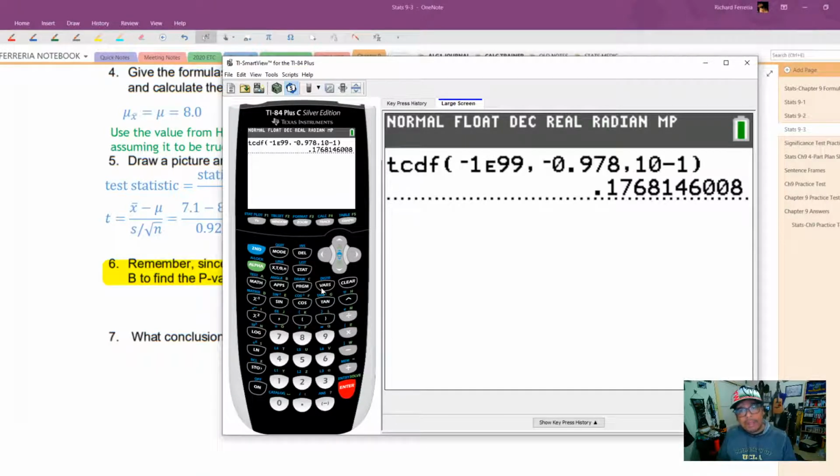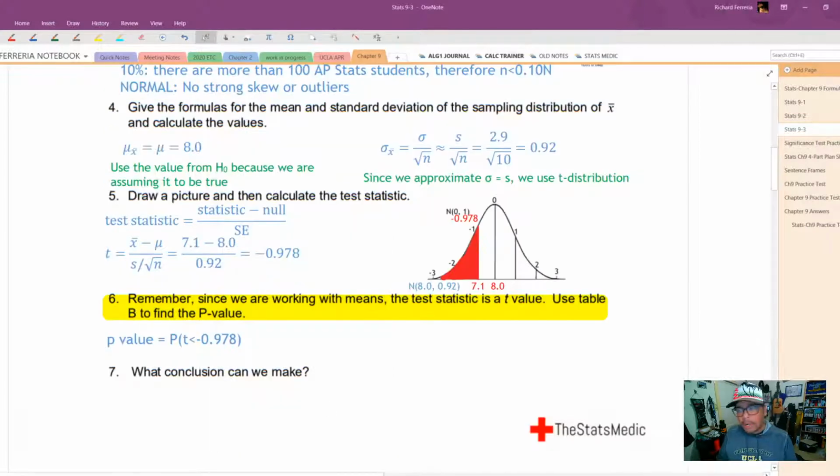This gives me a p-value of 0.1768. Over on your paper, you're writing the p-value is the probability that t is less than negative 0.978. Optionally, you can write tcdf, low is negative infinity, high is negative 0.978, df is 9. That gives us 0.1768.